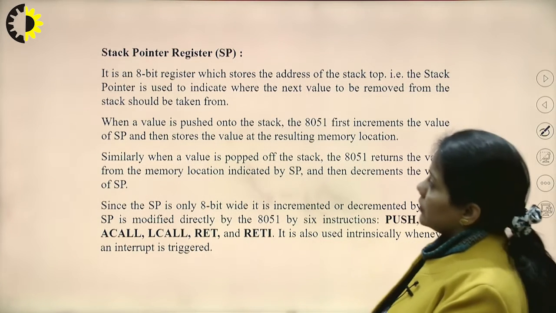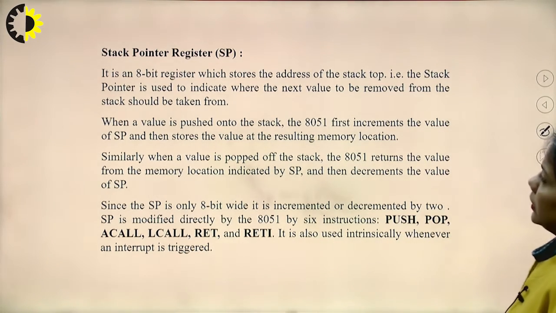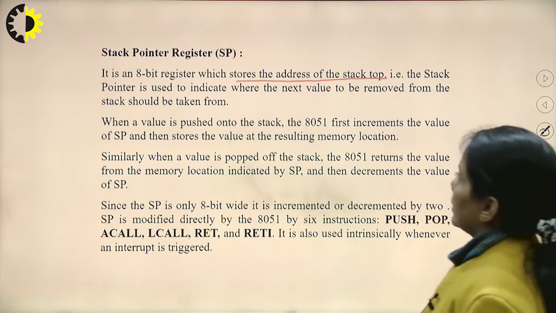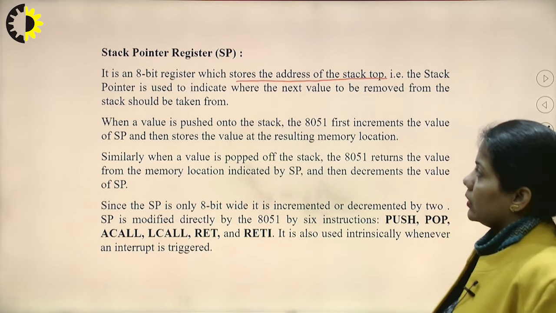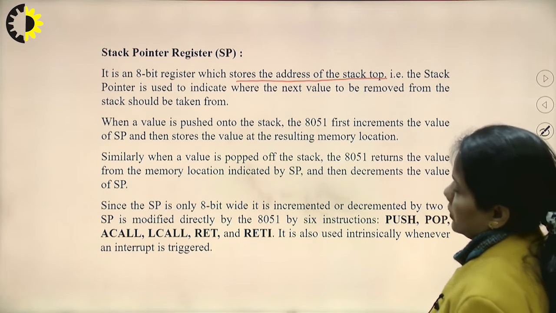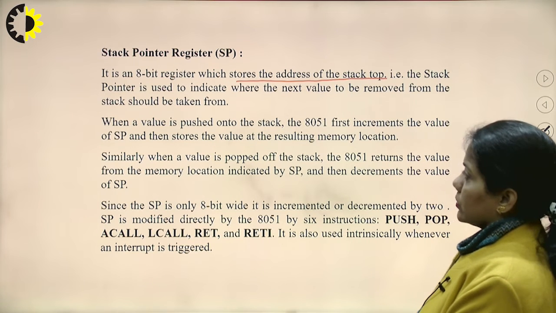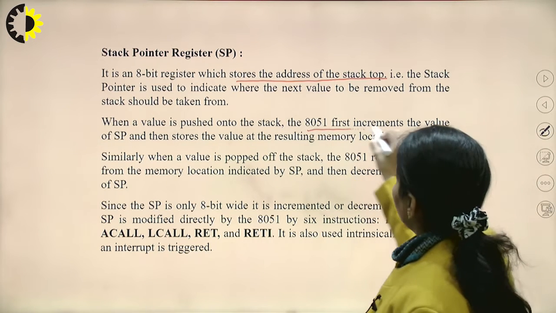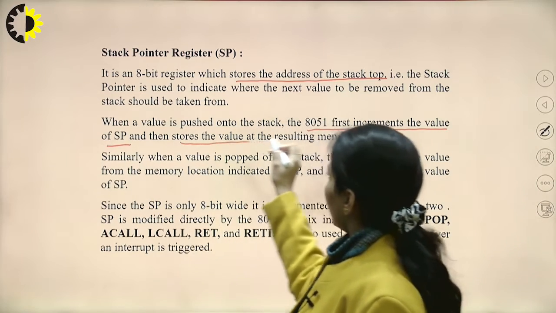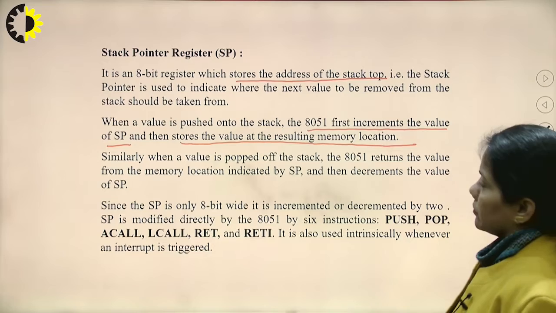Now, what is a stack pointer? It always stores the address of the stack top. That is, the stack pointer is used to indicate where the next value to be removed from the stack should be taken from. When the value is pushed onto the stack, 8051 first increments the value of stack pointer and then stores the value at the resulting memory location.